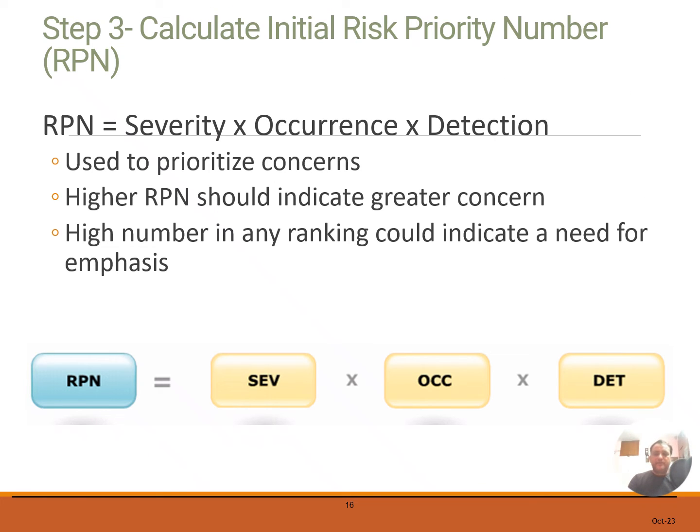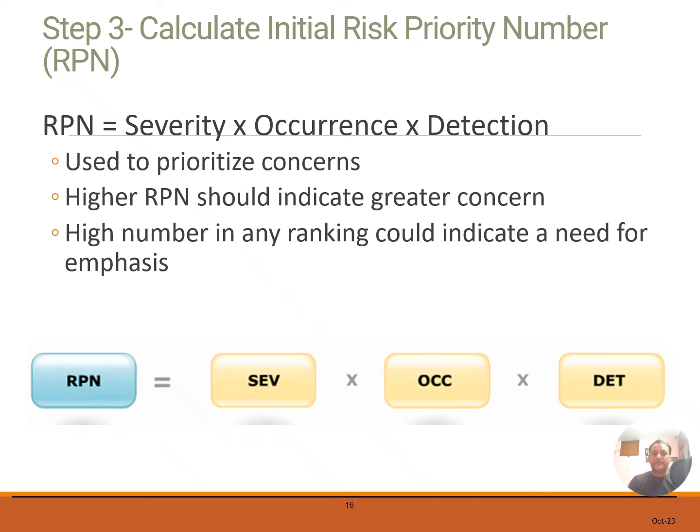Then step 3 of the FMEA is to calculate the initial risk priority number. RPN is used to prioritize the concerns. The RPN is the result of multiplying severity with occurrence and detection. Higher RPN values indicate the cause is of greater concern. A high number in any one of the rankings, occurrence, severity or detection, could indicate a need for immediate action. So by multiplying all three of them, we get the RPN or risk priority number.